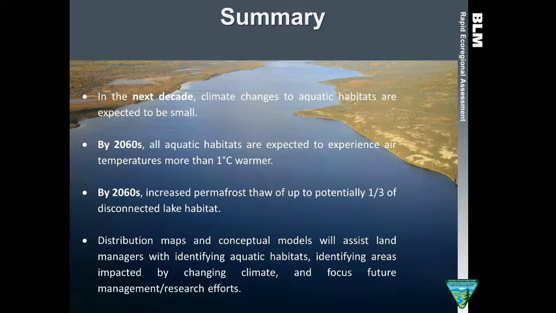The second bullet, is that correct, 1 degree centigrade for air temperatures, or is that water temperature? That's air temperature. It is air. Yeah.